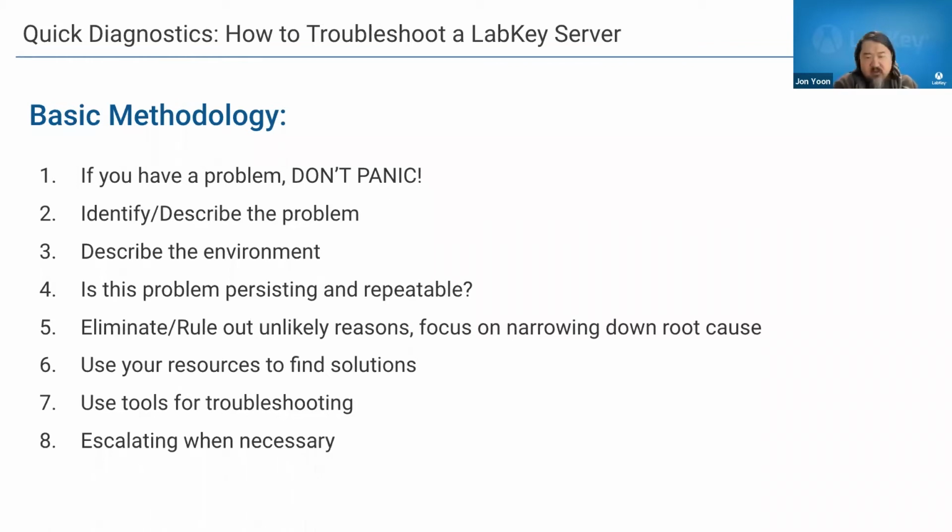So these are the 8 general things that I do when it comes to most issues. So the first thing, if you have a problem or if I have a problem, the first thing is to not panic. And with each of these bullet points, I'll go over them in more detail as we go on. The second thing is I identify and describe the problem. The next thing is I describe the environment that I'm in. The next thing after that is to try to figure out if the problem that I'm looking at is repeatable and persisting. Some issues come up and they'll come up every time you do something. Other times it comes up once or comes up after you do a bunch of little things. So trying to figure that out is super helpful.